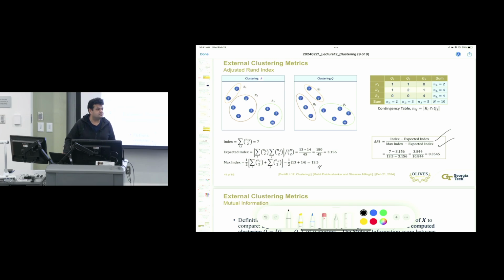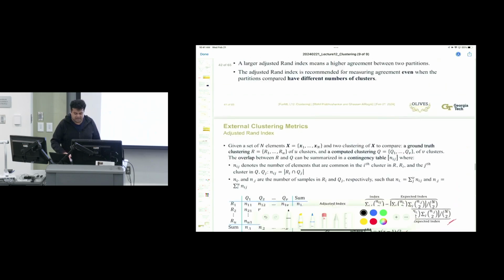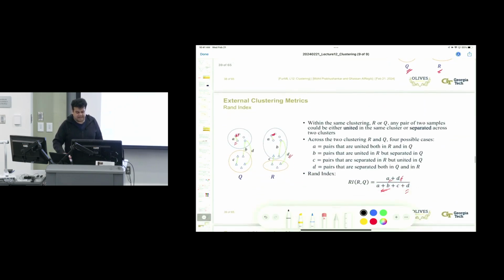Question, yes? We are always thinking of this from a binary perspective, which is that given one element, is the other element part of the same cluster or a different cluster? So we are always looking at it from a binary element. That's why it's always 2 down there.